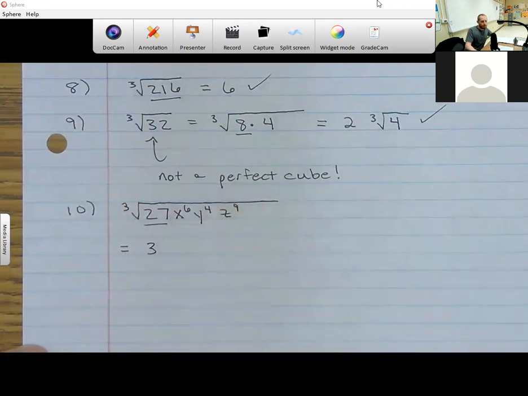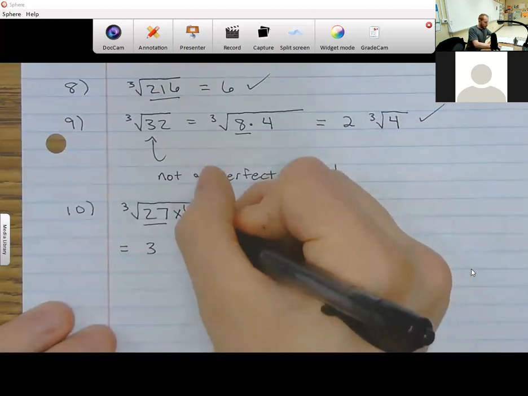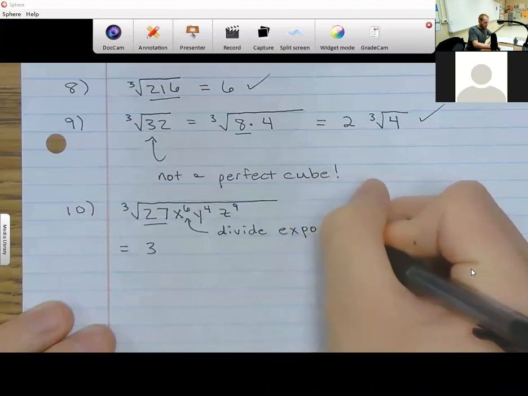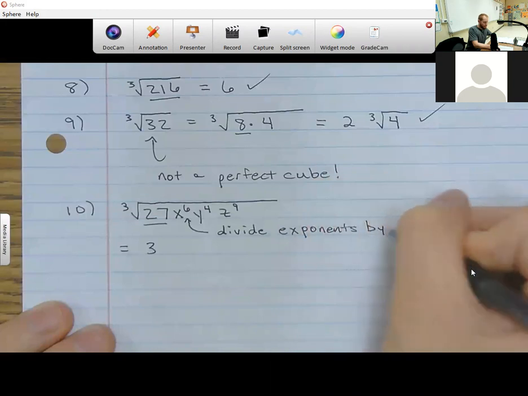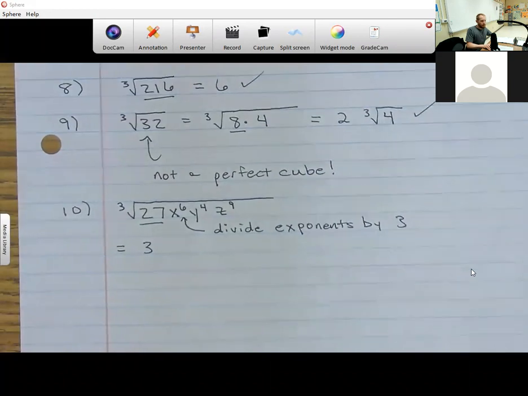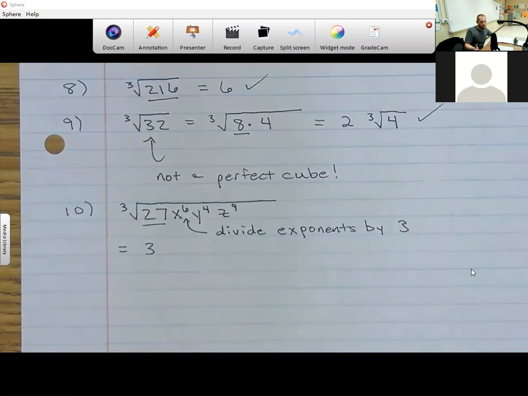The 27 is going to come out as a 3, right? Doesn't have anything to do with odd or even numbers. We're talking about perfect squares and perfect cubes. What's the cube root of 27? 3. Okay? Now let's deal with the x's, the y's, and the z's. We're not going to be dividing by 2 anymore. What are we going to be dividing by? We're going to be dividing all the exponents by 3. Why is that? Because it's a cube root, right? We're not doing square roots anymore. We're talking about cube roots. Those are a little bit more complicated, right?